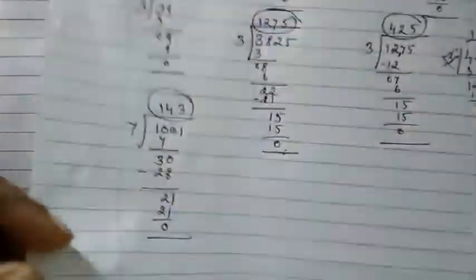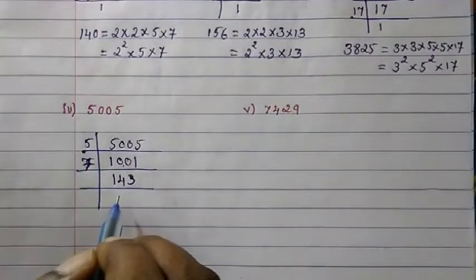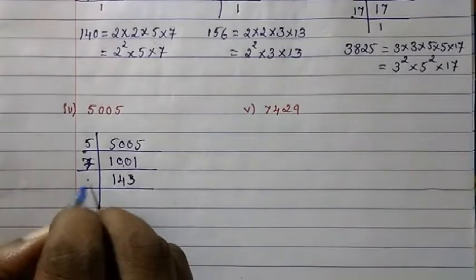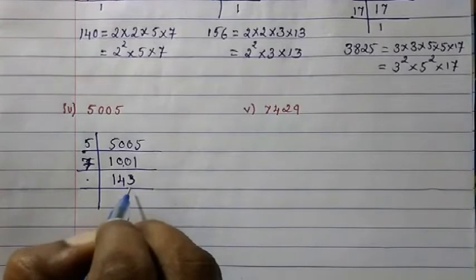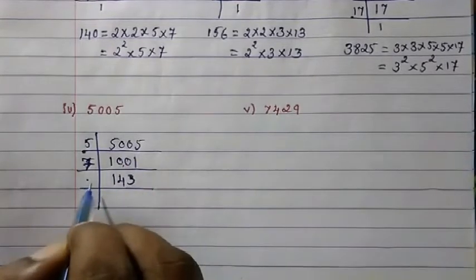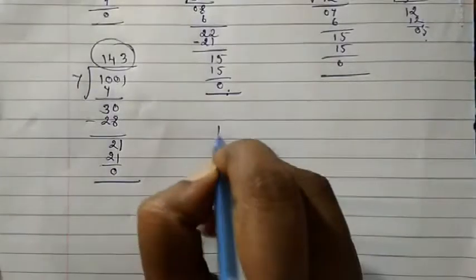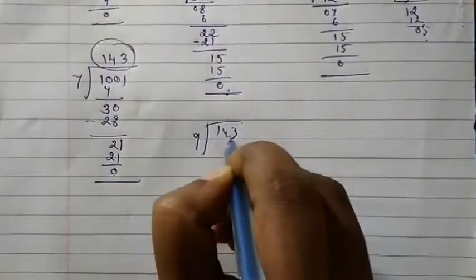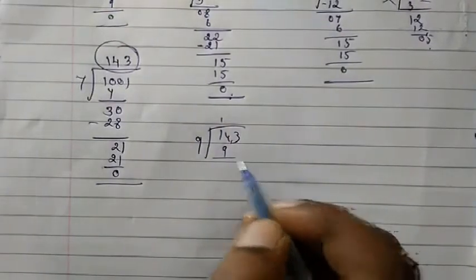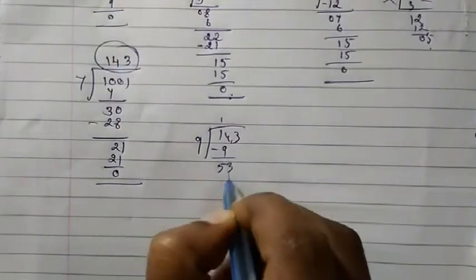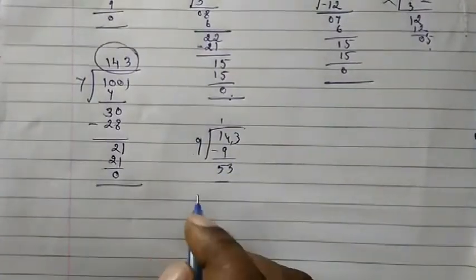So 143. So now 143, how can we divide? It can be the next ascending order, it will not come with 8 because 3 is here. With 9 you can try whether it comes or not. 143, 9. 1 times 9, 9 goes, then 5, then 3, in 53, 9 table is not there, so it won't come.